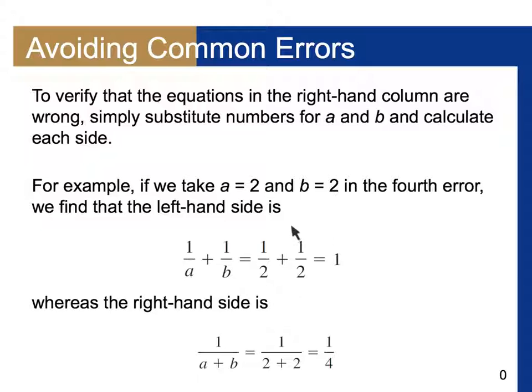Here's where we can show how these don't work. Let's say we have 2 and 2 for a and b. You know, 1 over a plus 1 over b is 1/2 plus 1/2, which is 1. But if you take 1 over a plus b, you get 1/4. So you can see, here's an example where it doesn't work, right?